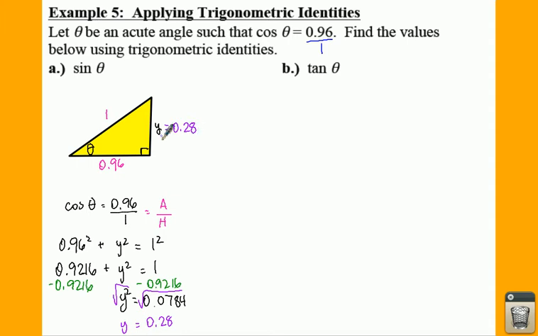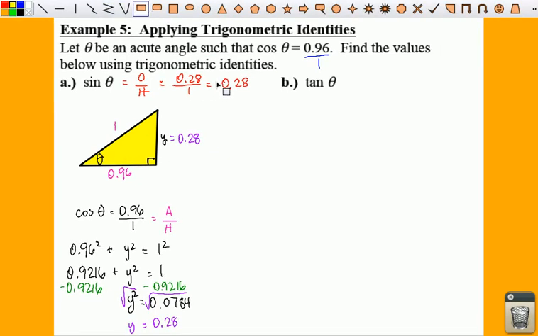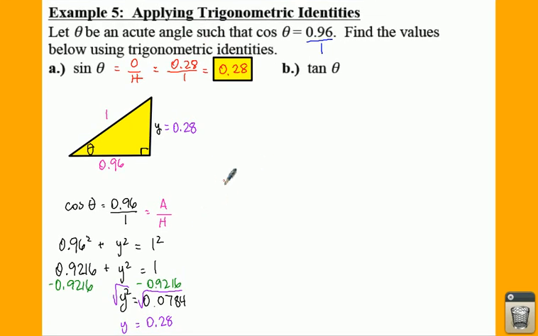And if you remember your sine of theta, that is just equal to your opposite side over your hypotenuse. Remember, so you end up getting 0.28 over your hypotenuse of 1, which is just 0.28. There you go.